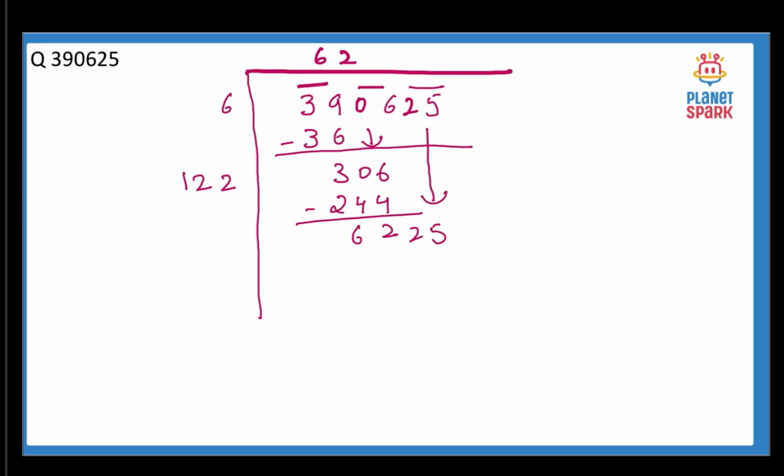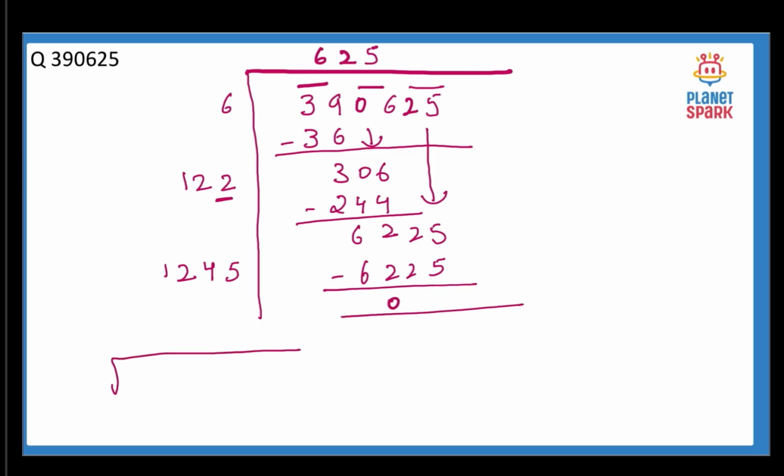My number becomes 6225. Now 12 would be doubled. I'll get 124. Again, I have to attach a number over here. Same number should be written in the quotient also. 1241 into 1 will be 1241. 1245 into 5 is going to give us 6225. You can check for all the values where you get the answer. That is your value. Remainder is 0. Since the remainder is 0, that means it is a perfect square number. And the square root of 390625 is going to be 625.